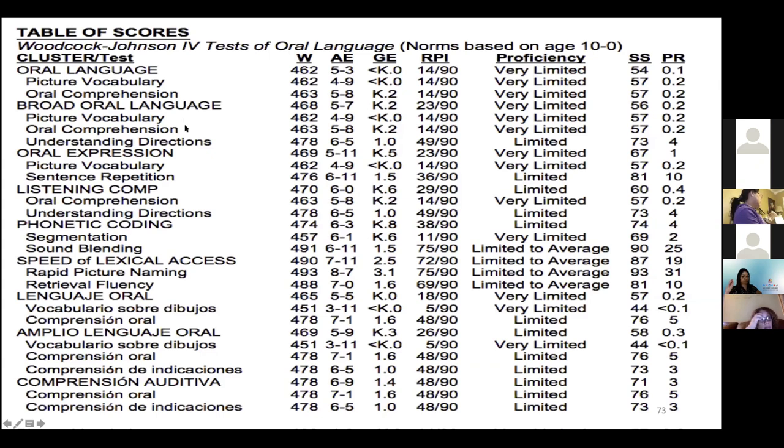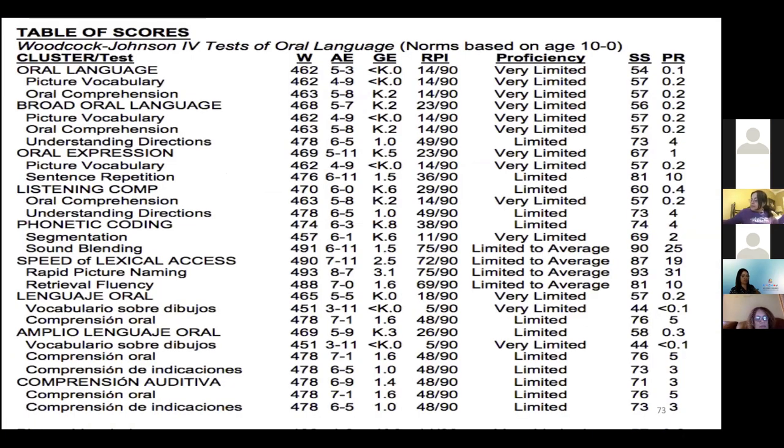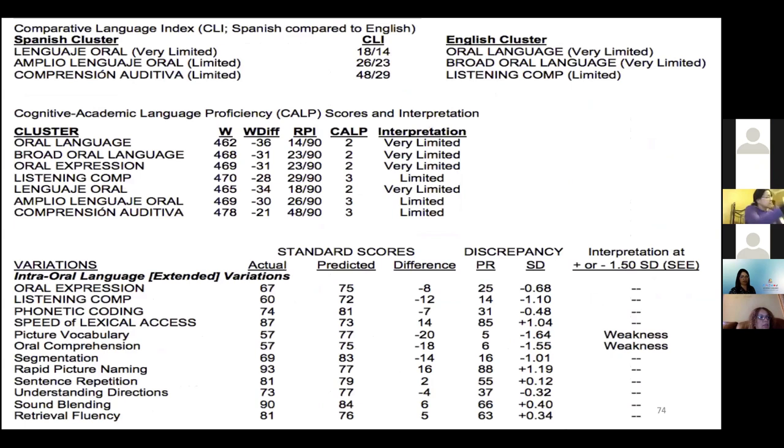If they're level 3, you know, limited to fluent, we may be able to give some English tests. So I usually give, if they're limited to fluent, an oral language proficiency test, which helps with interpretation. These are available on the market. So if you don't have one in your district, you may want to talk to your supervisor to see if you can get one to use for assessment of ELLs.